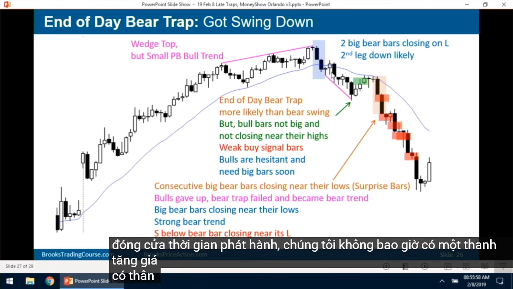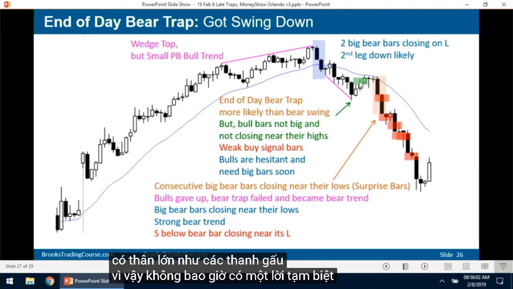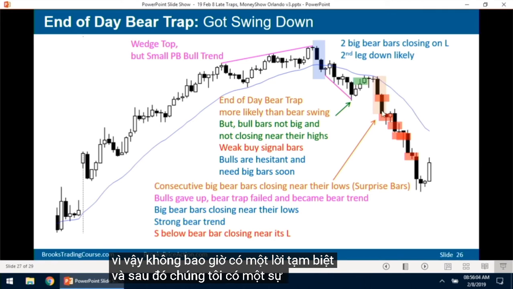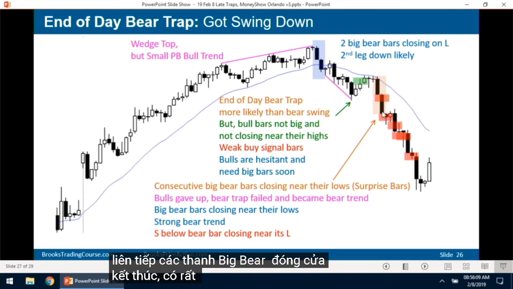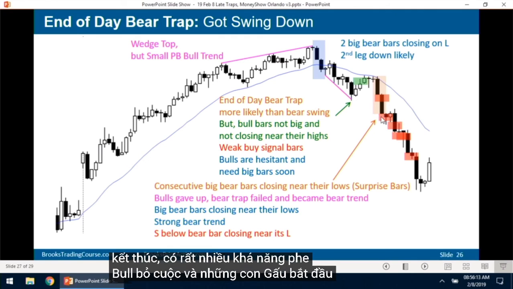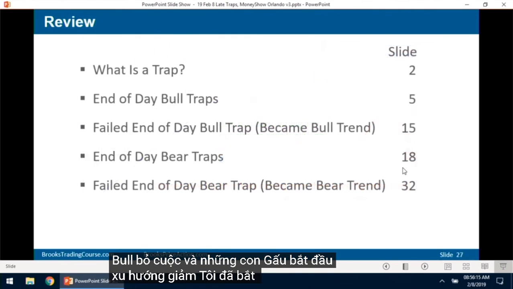We never get a bull bar with a body as big as the bear bars. So there was never a good buy. And then we got a very strong breakout. Consecutive big bear bars closing near their lows. Probably the bulls giving up and the bears beginning a bear trend.